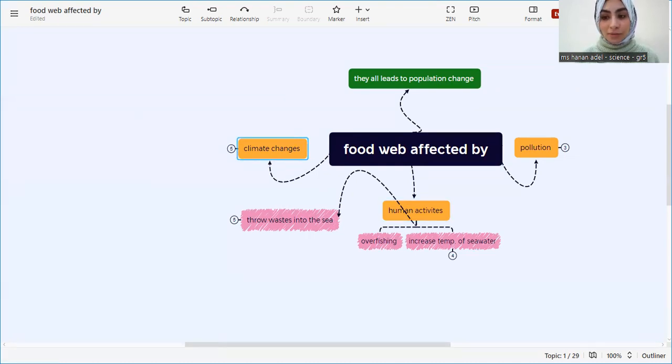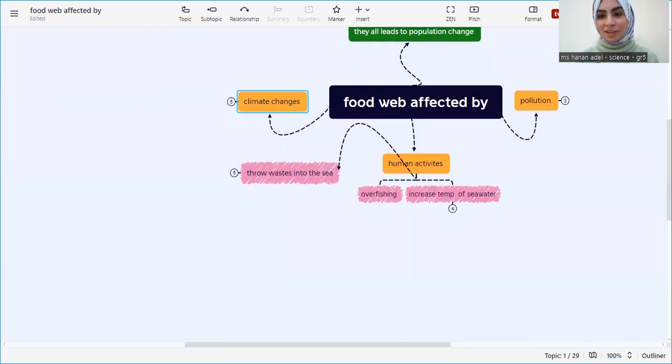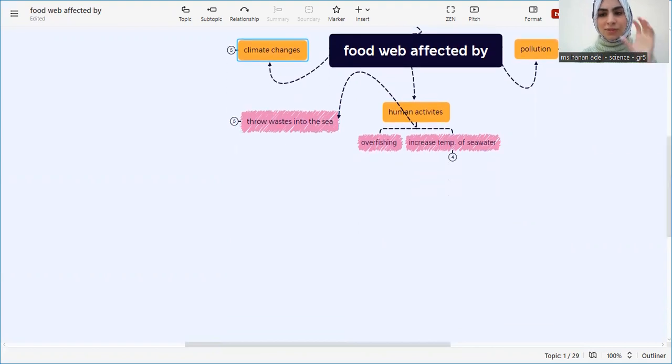The last one here, and the most important one, I hope we one day change it, is human activity. There are 3 things humans do that affect the ecosystem. Throwing things or wastes into the sea, especially plastic wastes. This is the one that we will speak about especially. And overfishing, and increasing the temperature of seawater. Overfishing is like taking a lot of fish from the same place in the sea, of course decreasing the number of one organism from any place. It will affect the other food web. So this is something bad, even though it will not pollute.